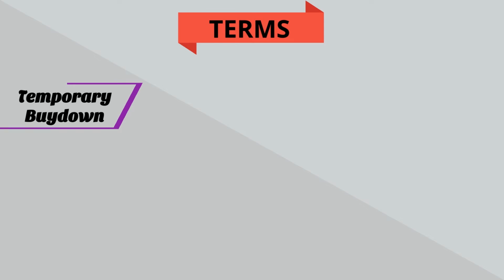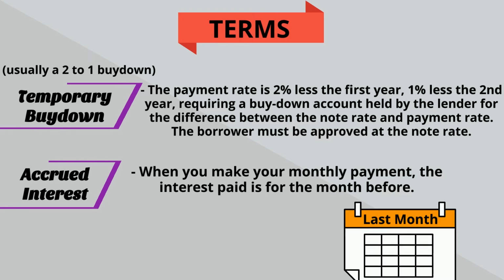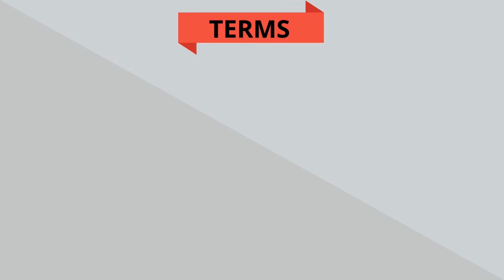Temporary buy-down, usually a 2-to-1 buy-down. The payment rate is 2% less the first year, 1% less the second year, requiring a buy-down account held by the lender for the difference between the note rate and payment rate. The borrower must be approved at the note rate. Accrued interest. When you make your monthly payment, the interest paid is for the month before.